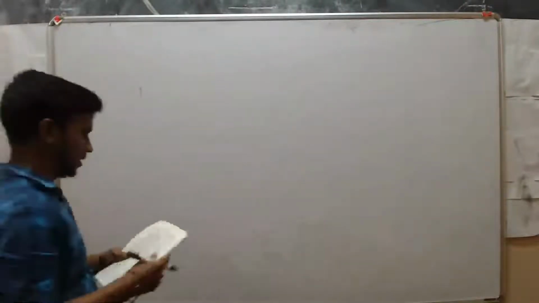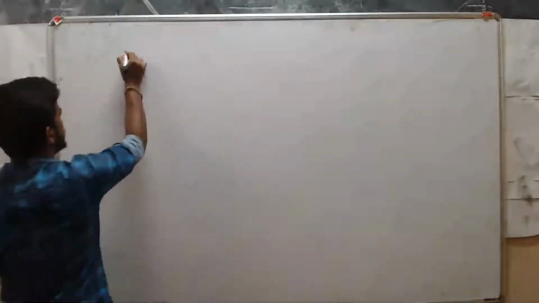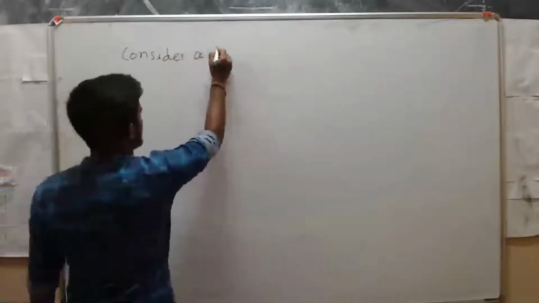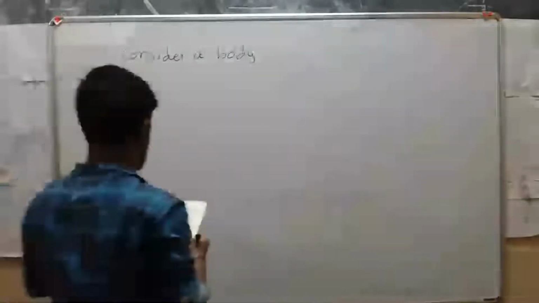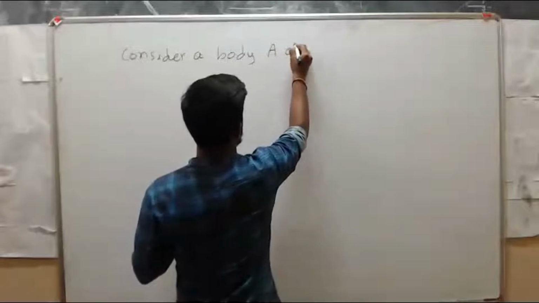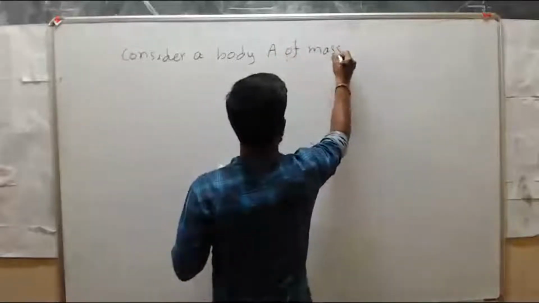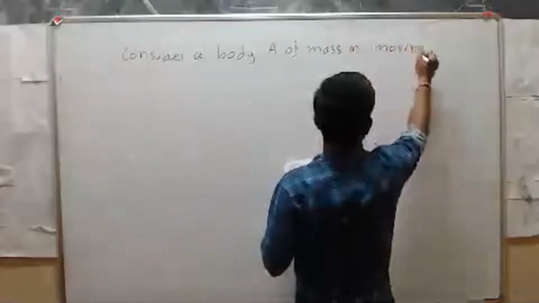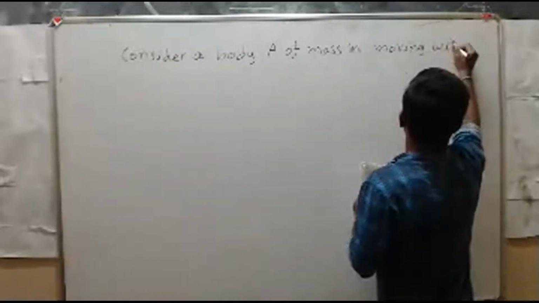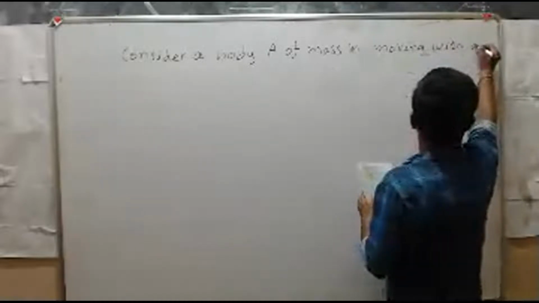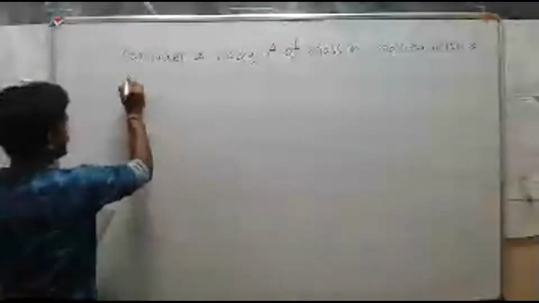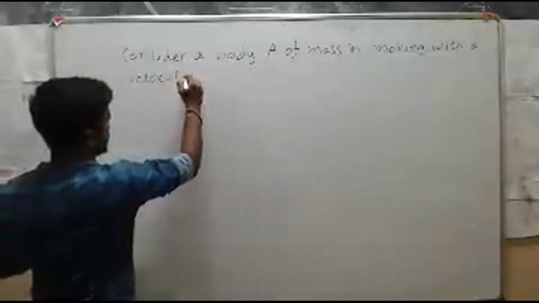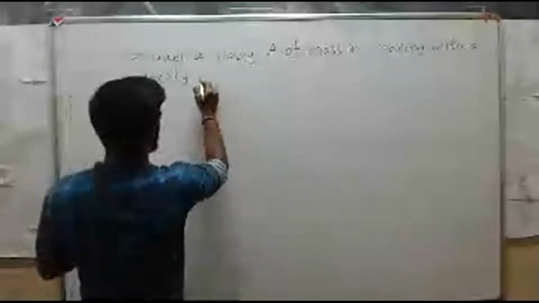First, consider a body A of mass m1 moving with the velocity u1.